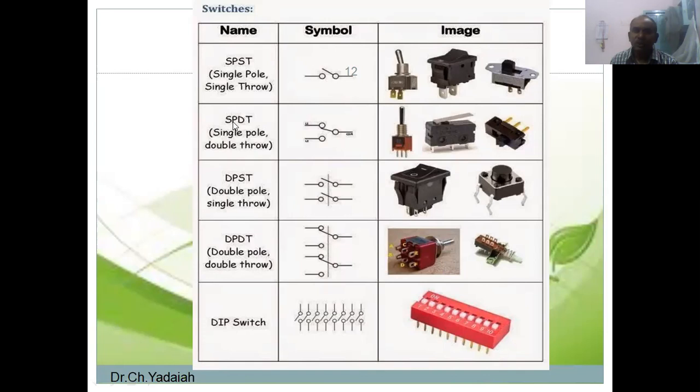Whereas the single pole double throw switch, that means this is a single pole but double throw. So we can throw this side and this side. That type of switch has three terminals. So you can see this one.